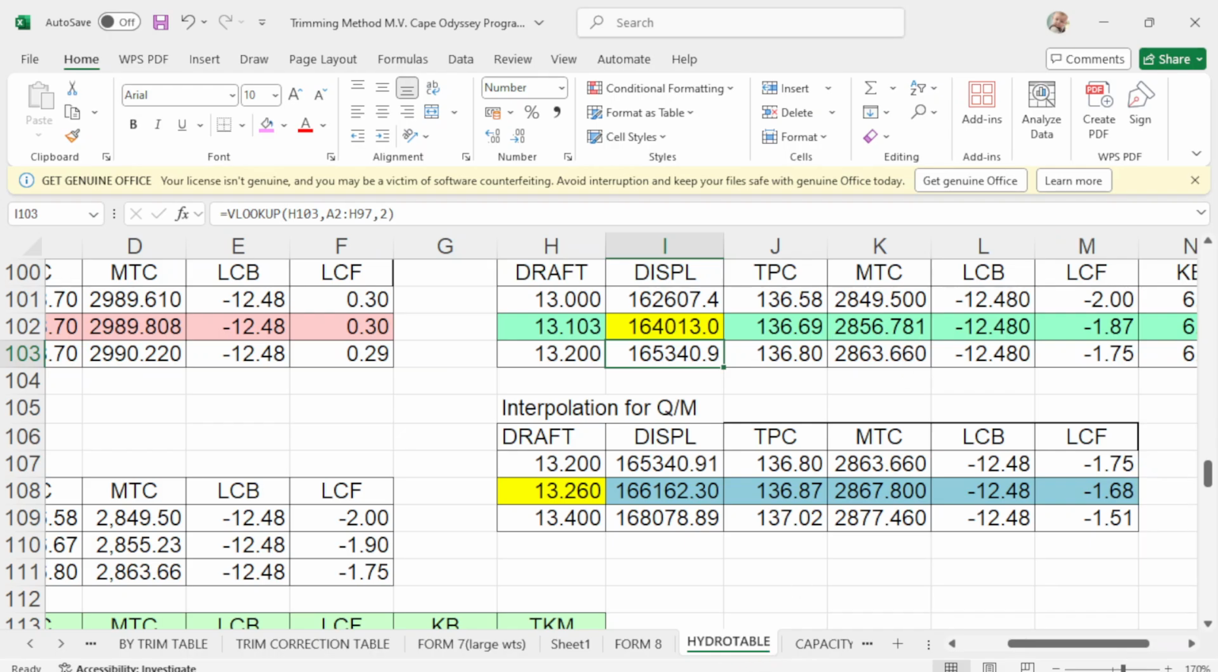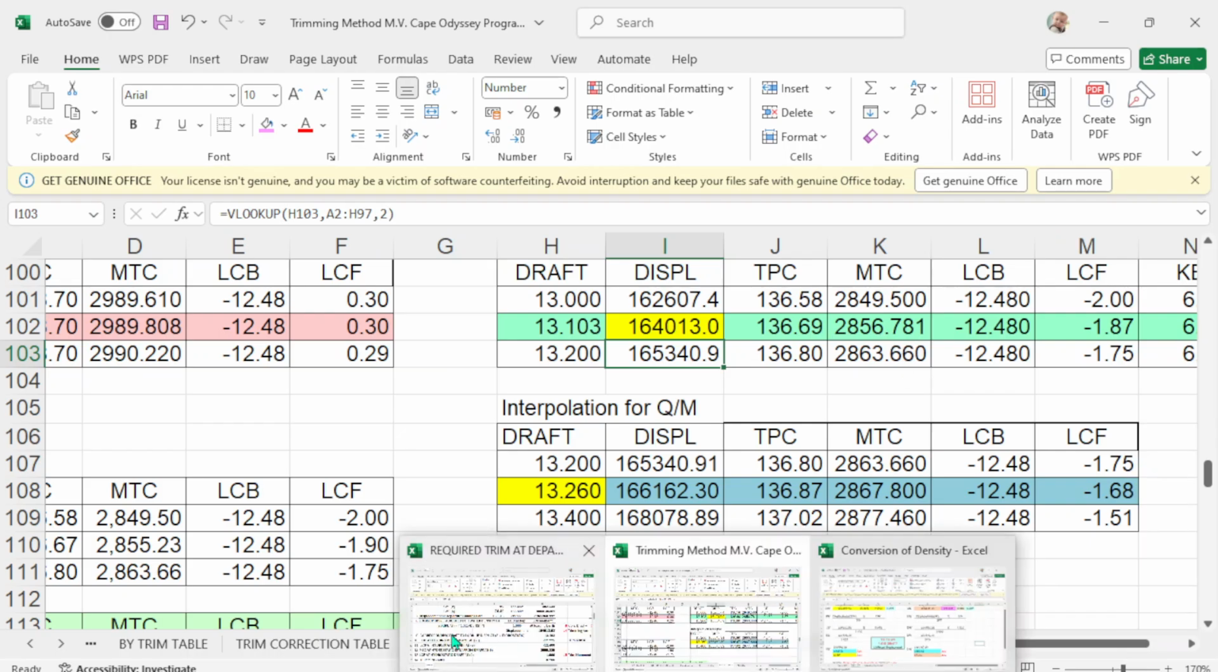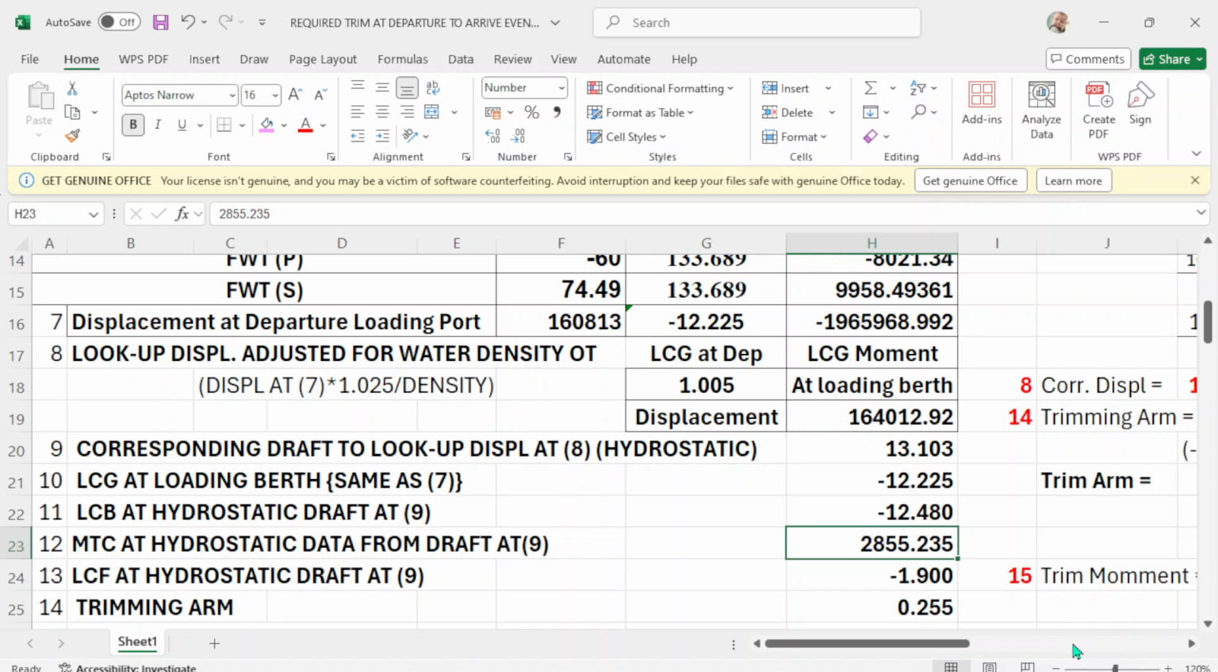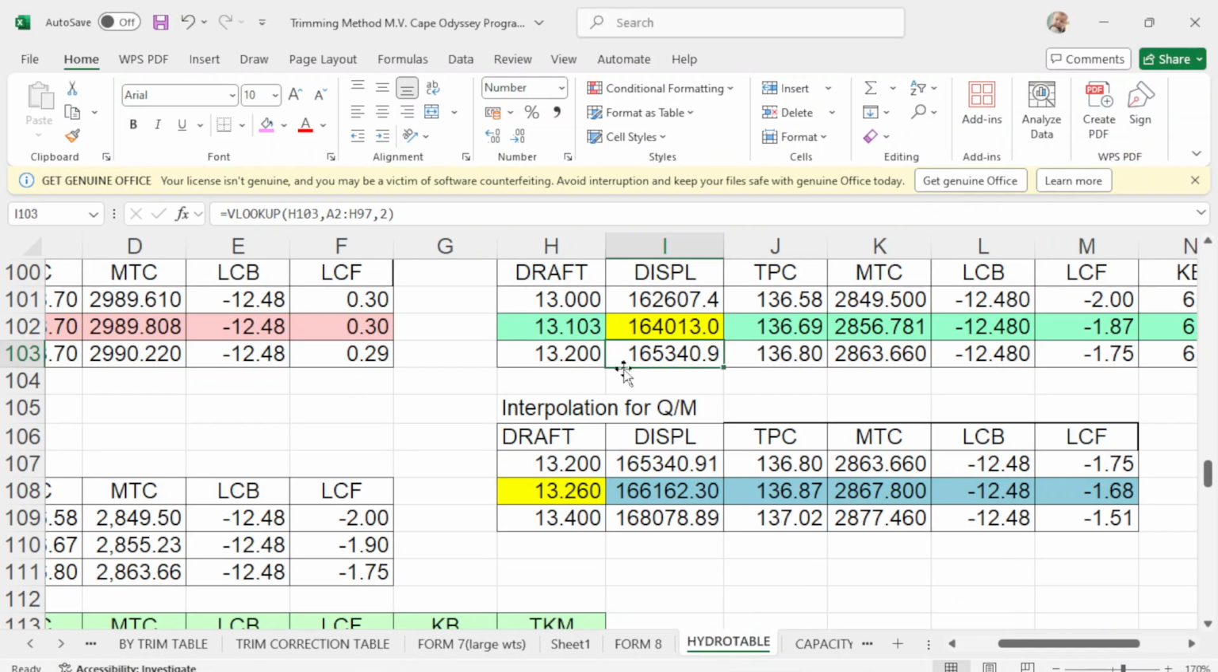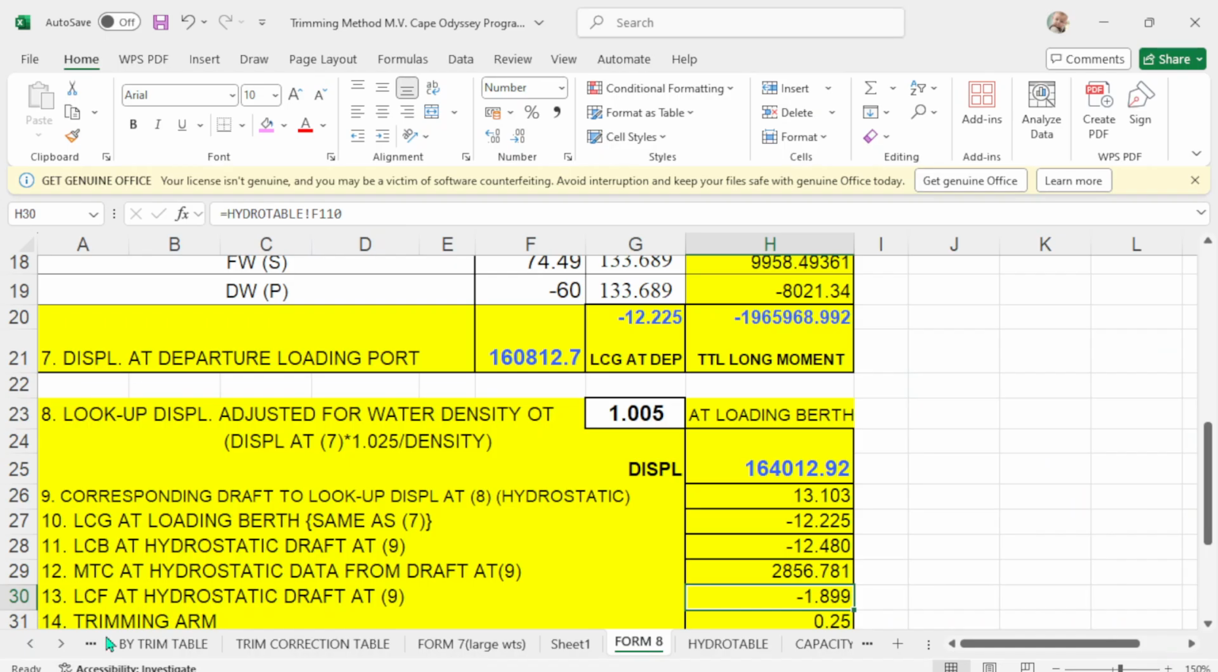2856.781. Okay. And number 13, what is the LCF at the trap? So what is the LCF? LCF is negative 1.87.